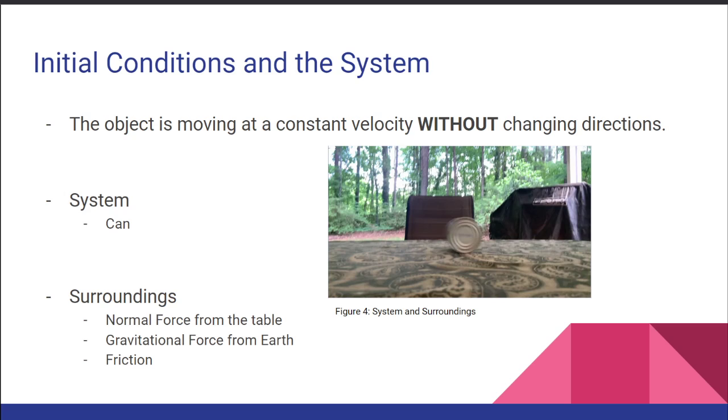This lab had one important initial condition: an object would be rolling at a constant velocity without changing directions. The system includes only the object, in our case a can, as it is what we were testing on and what the surroundings do or do not have an effect on. While our predicted model had no forces acting on the object, our observed model technically does, and these are the normal force, gravitational force, and friction.